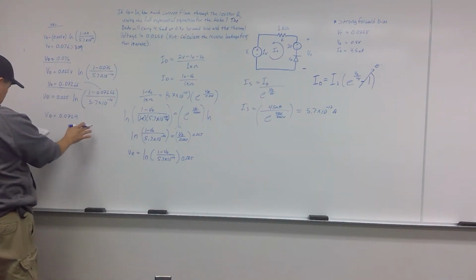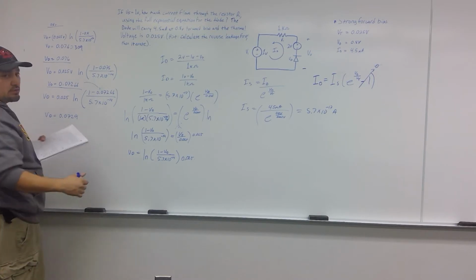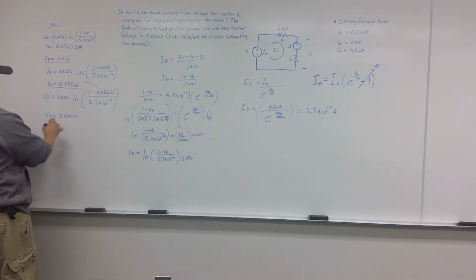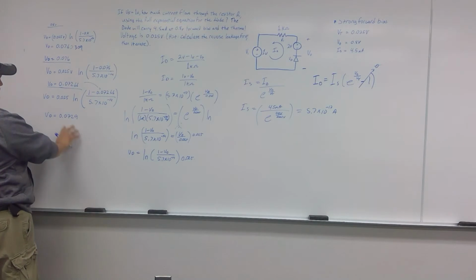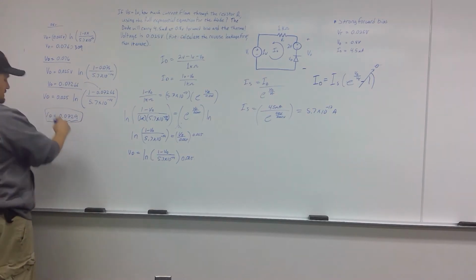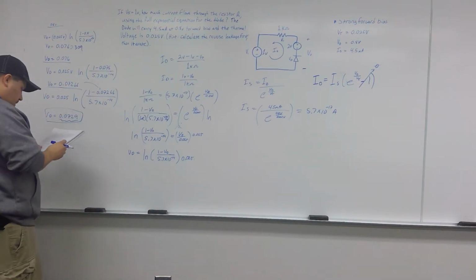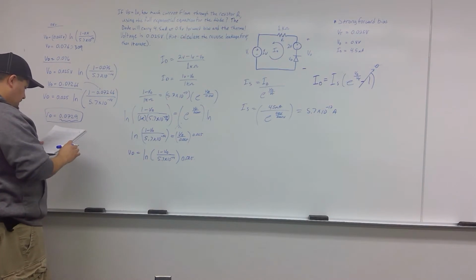Which at this point, we're pretty much done. I encourage you guys to give it another couple more tries, a couple more iterations, and you'll see that this is going to be our value for VDD that we get, rounded up. So that's our value for VDD.